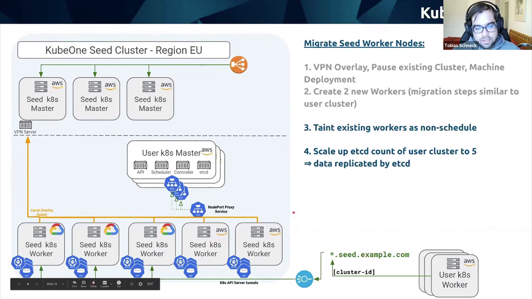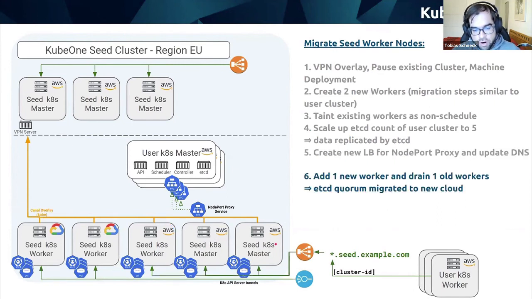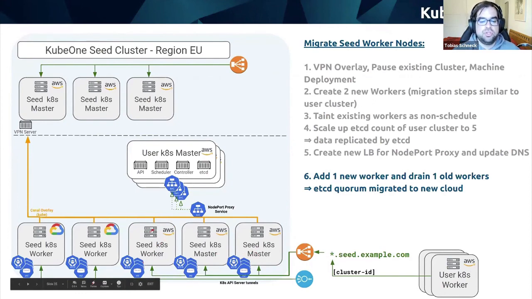As the next step, we create a new cloud load balancer and rename the wildcard. That's the connection from the user cluster workers, which we already migrated, to the new cloud load balancer. And then we switch over. We add 1 new AWS node, replacing all GCP nodes. So we then have a quorum of 3 etcds per user cluster on the new cloud.